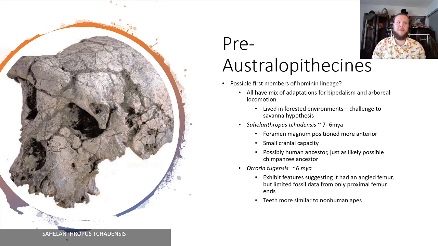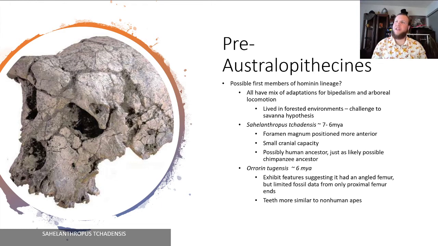The two species of this, and you don't have to remember these for the test, this is for your own information, is Sahelanthropus tchadensis. It's going to be fun saying all these today. Sahelanthropus has a foramen magnum that's positioned more anterior, a small cranial capacity, and is a possible human ancestor, but maybe chimpanzees, so we're not entirely sure.